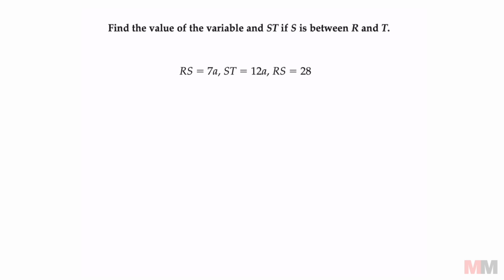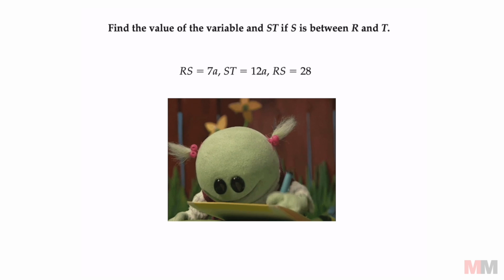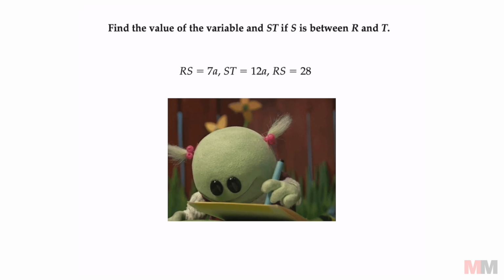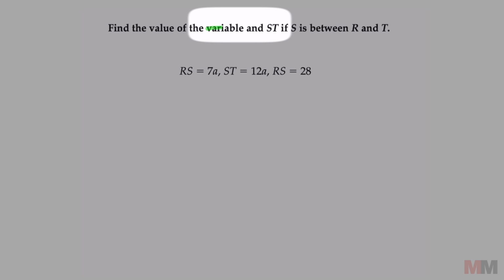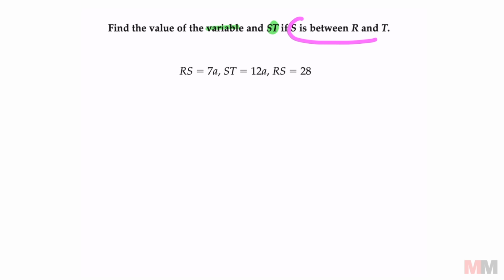Today we will go over a simple geometry topic, which is line segments. The secret to this is to be able to visualize the problem by drawing it first. From what this says, it says find the value of the variable, and be careful because this is two parts. We have to find the variable and line segment ST. Then it gives us this information right here, which is the most important.